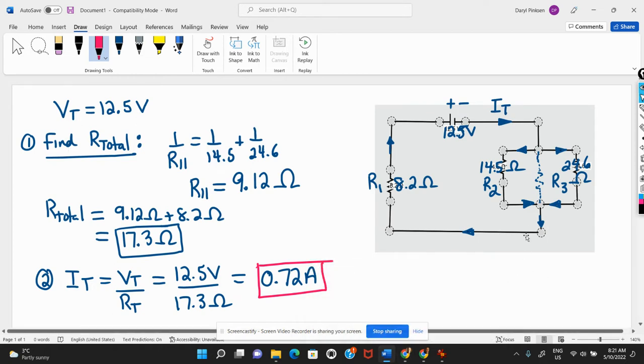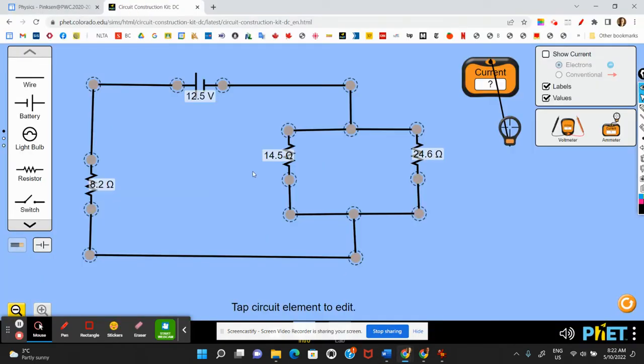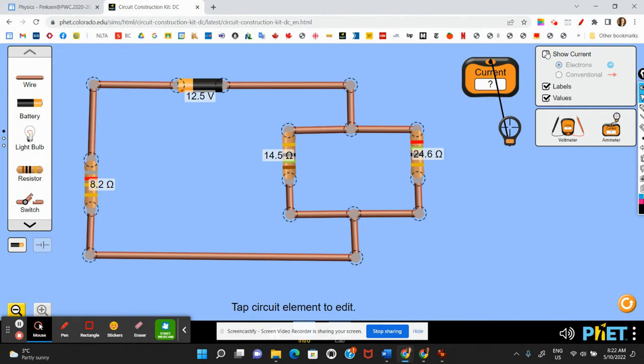Every year when I do this, I ask students when they're working on these things, well, just build it in PhET, and then you can check and see if you got it done right. Sometimes students take me up on it, but not often. So here we go. I'm going to change this around so I can see what's happening.